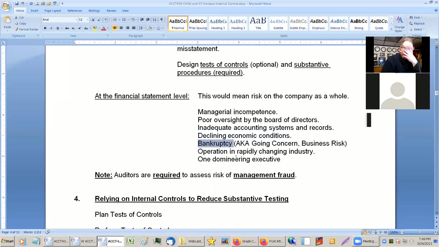Bankruptcy increases the risk. Bankruptcies are sometimes called going concern problems. They're the same thing. Or business risk is the risk of a company going bankrupt. So when you're reading stuff, if you see going concern or business risk, that's what they're talking about.